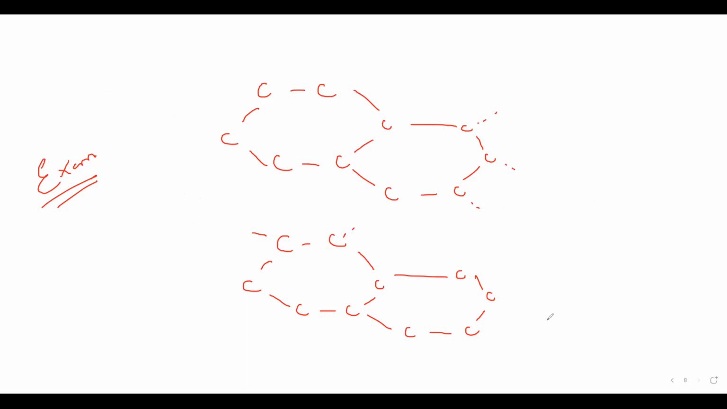Then the last one is the structure of sand, which is also known as silicon 4 oxide. This is the chemical name of sand. It's also called silicon 4 oxide, or it is also called silicon dioxide. So what is the structure of sand? Silicon 4 oxide or silicon dioxide?